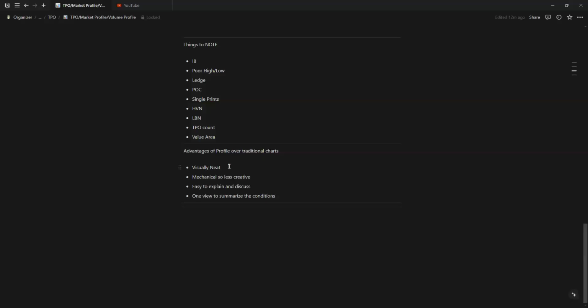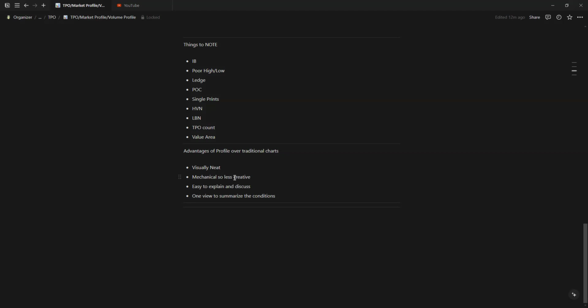Yeah, visually the charts are not messy, they are mechanical. The main advantage of TPO is that it is so mechanical. The same levels I am marking, you will get the same levels. There is no creativity. What's a single print for me is a single print for you. What's a poor high for me is a poor high for you. What's initial balance for me is an initial balance for you. It's a very transferable skill.